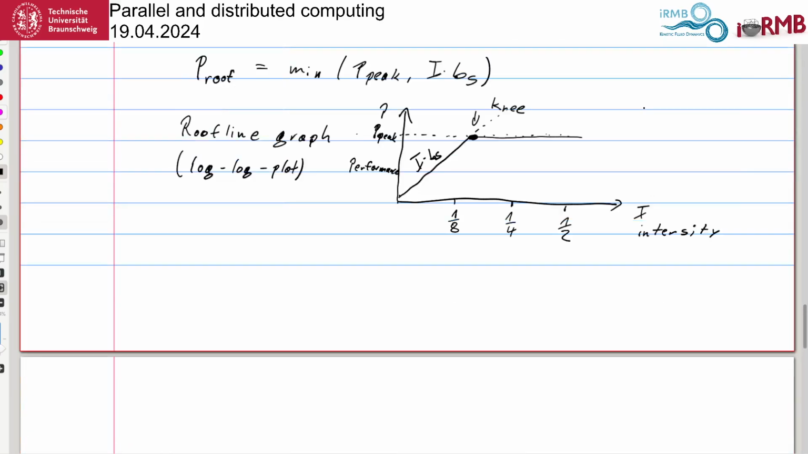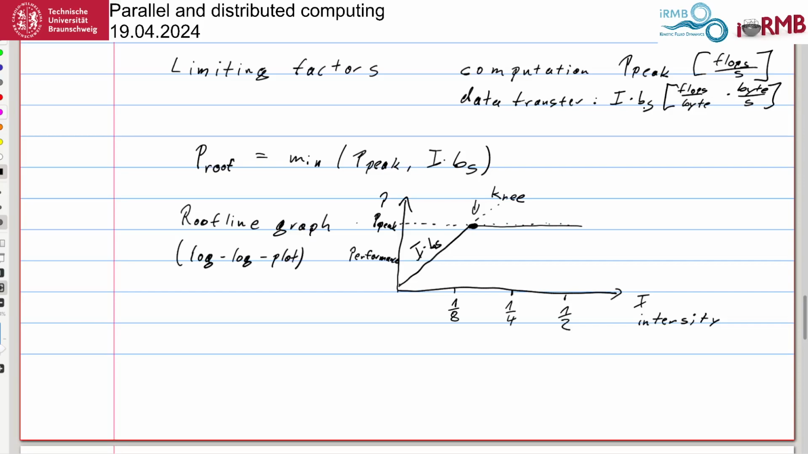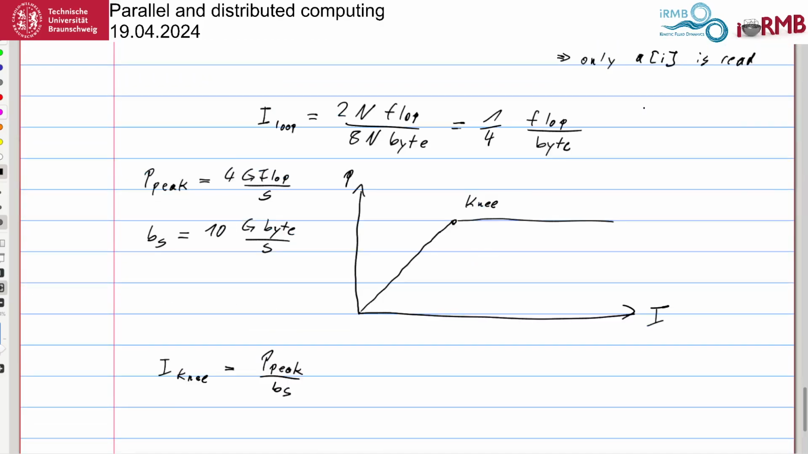Let me briefly go back to this picture, I've forgotten to write this here. The knee is where we get P peak equal to intensity times bandwidth. This is the definition. This is where these two lines meet. Sorry for forgetting to write this. So P peak is equal to the intensity at the knee times the bandwidth. So the intensity here is P peak by the bandwidth, and this we would get as 4 by 10, so 0.4 flop per byte.